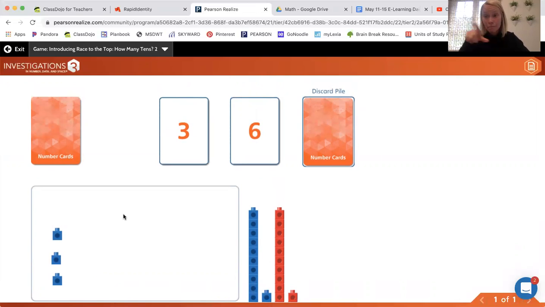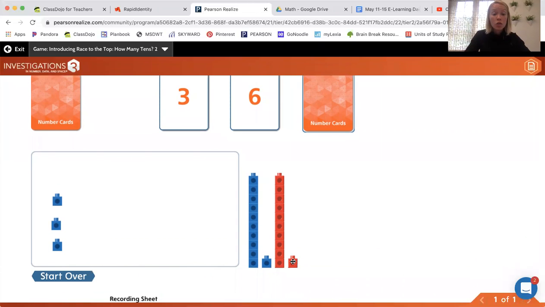Another way I could do this, I could count on. I could put 6 in my head, 6, and count on 3 more. 6, 7, 8, 9. Or if you need the cubes, you can use the cubes. 1, 2, 3, 4, 5, 6. Okay, and you could count them 1, 2, 3, 4, 5, 6, 7, 8, 9. Which way would be quicker? Counting on. So if you get two numbers that are single digits, like 1, 2, 3, 4, 5, 6, 7, 8, 9, I want you to try counting on.